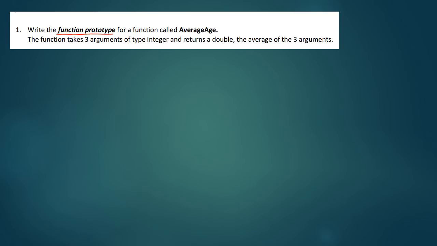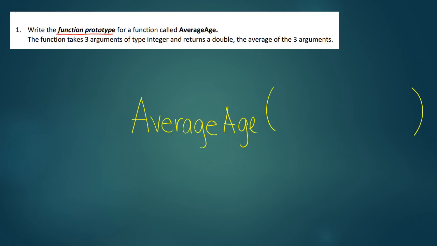A function prototype is just a statement that describes a function. No matter if it's a function prototype or call or definition, it will have the name of the function, which is average age, and it will have parentheses. Then you have to recognize that this is a prototype, which means it's a statement, so it will end with a semicolon. Function calls are statements and function prototypes are statements, and function definitions are blocks of code.